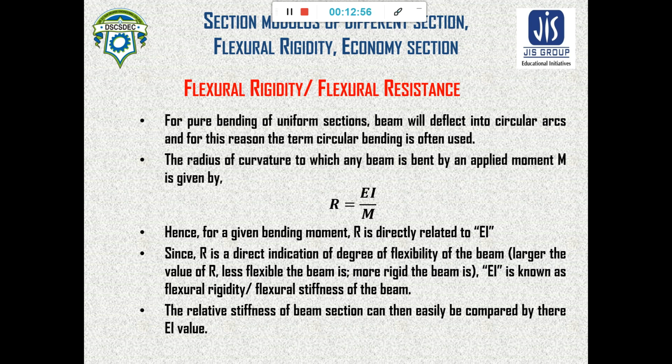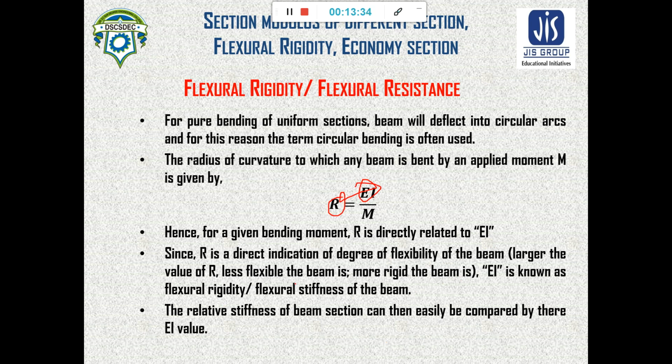The radius of curvature of this bending can be given by R = EI/M. This equation comes from the bending equation that we have derived earlier. From this equation, we can see that this radius of curvature R is directly proportional to EI.